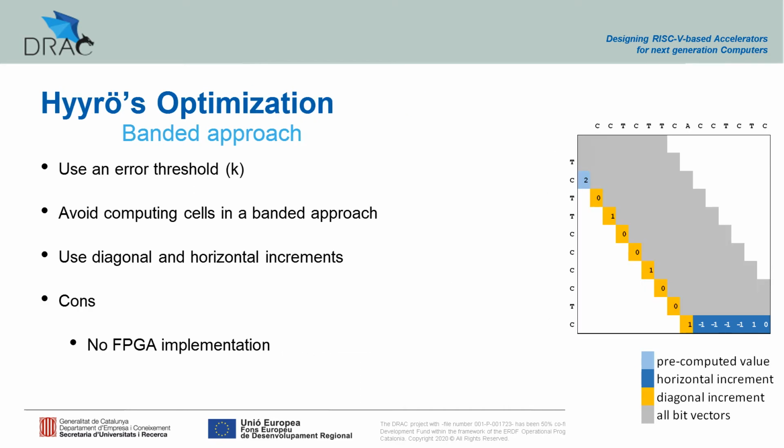Hyyrö introduced an optimization to reduce the number of computed cells. If we define an error threshold k above which we will report the distance being k, we can avoid computing many cells from the table. In this banded approach, then, it becomes necessary to work with diagonal and horizontal increments. No FPGA implementation from this work is described in the literature.